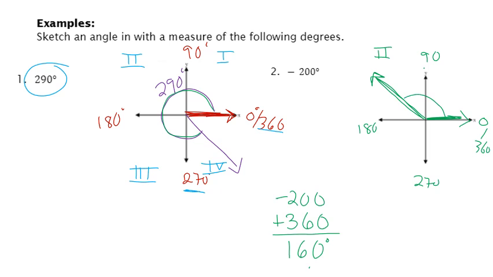And this would be 160. And just so you can see, negative 200 would be like if I want the reverse direction. So this is like negative 200 degrees. That's why it's much easier to sketch the coterminal angle. So if it's a negative, you're just adding 360, and you're adding that until you get something between 0 and 360.